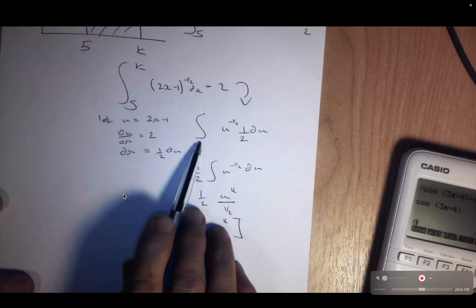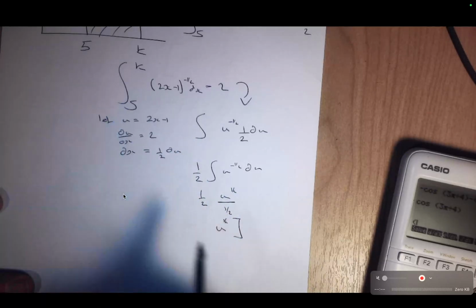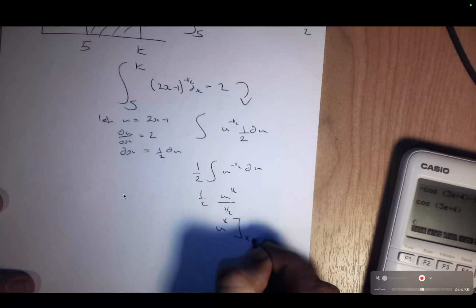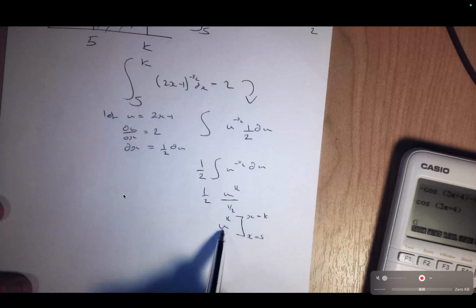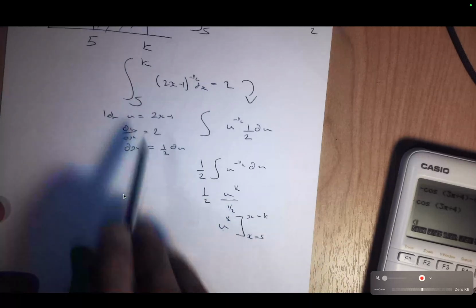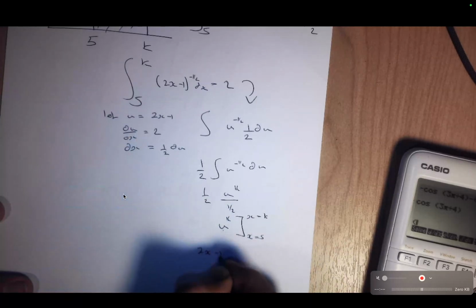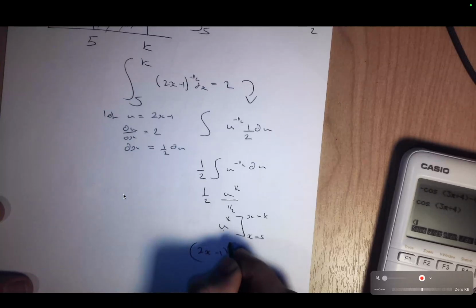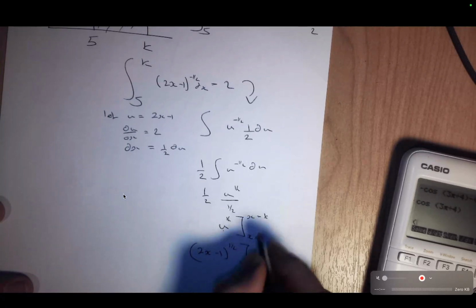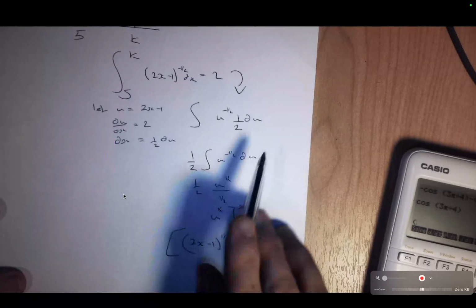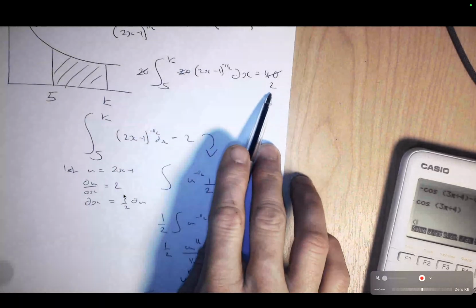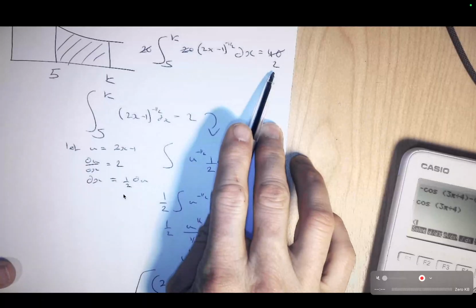Okay, now this is interesting. At this stage here, that technically is still x equals 5 and x equals k. So what I need to do here is replace the u with the substitution. So we've got (2x minus 1) to the power of a half, between k and 5. And that is equal to, I think we get it down to 2 here.